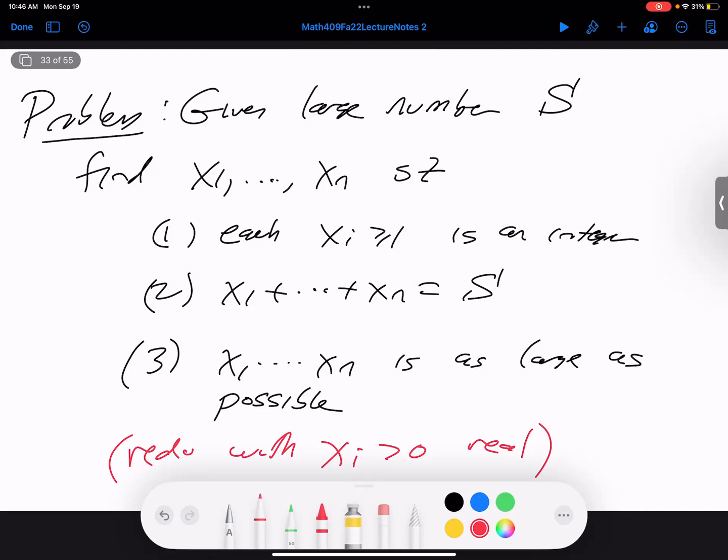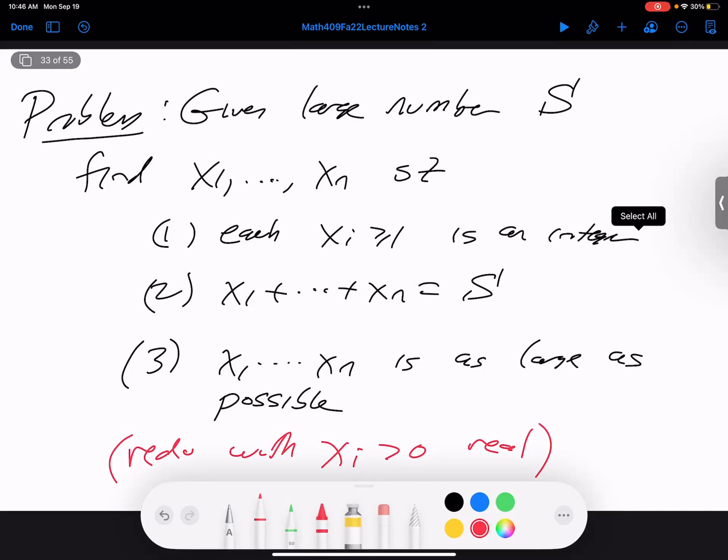What if we allowed some of the x's to be negative? What would happen if some of the x's were allowed to be negative? You could get arbitrarily large. So as a nice exercise, show that if you allow the x's to be negative or positive, you can make the product arbitrarily large. So these constraints are necessary to make the problem interesting and to eliminate smart-ass answers.